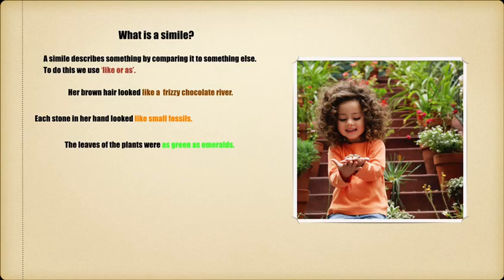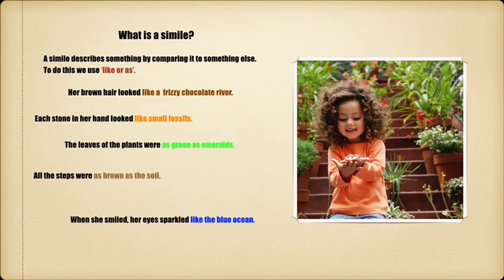The leaves of the plants were as green as emeralds. I've used the word as to compare the colour of the leaves to the colour of the emeralds. All the steps were as brown as the soil. When she smiled, her eyes sparkled like the blue ocean. Her orange top was as orange as the sunset.